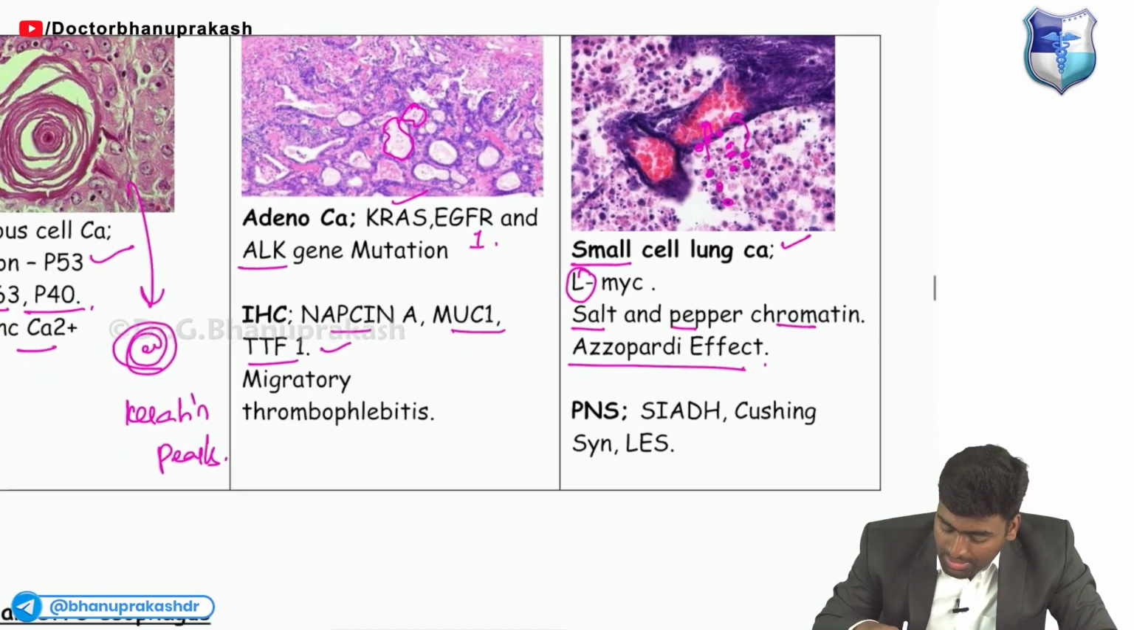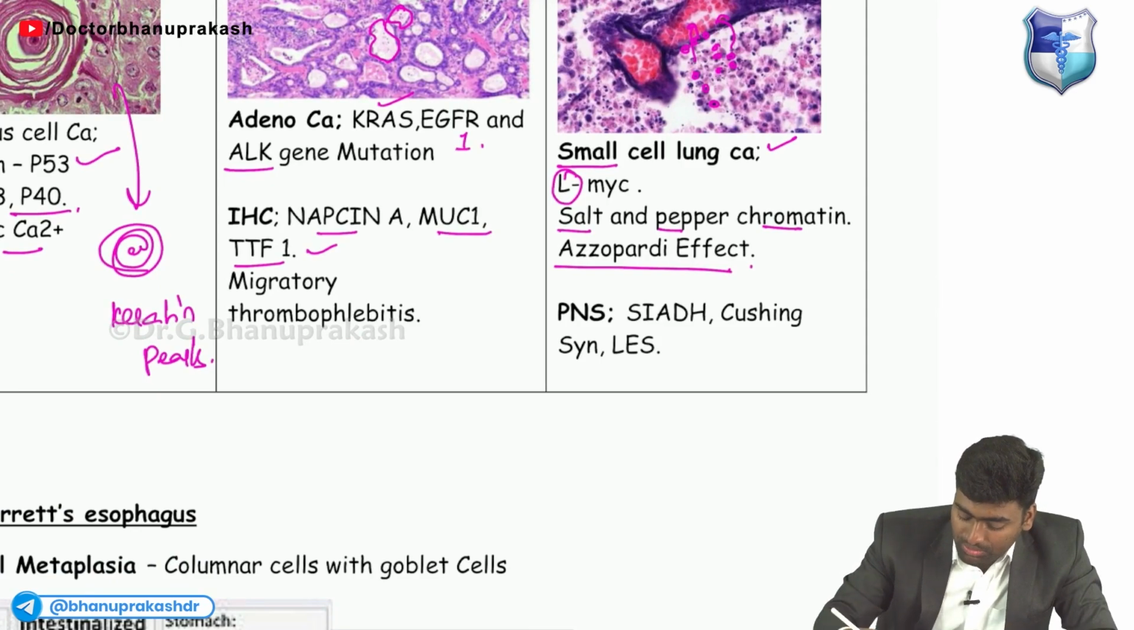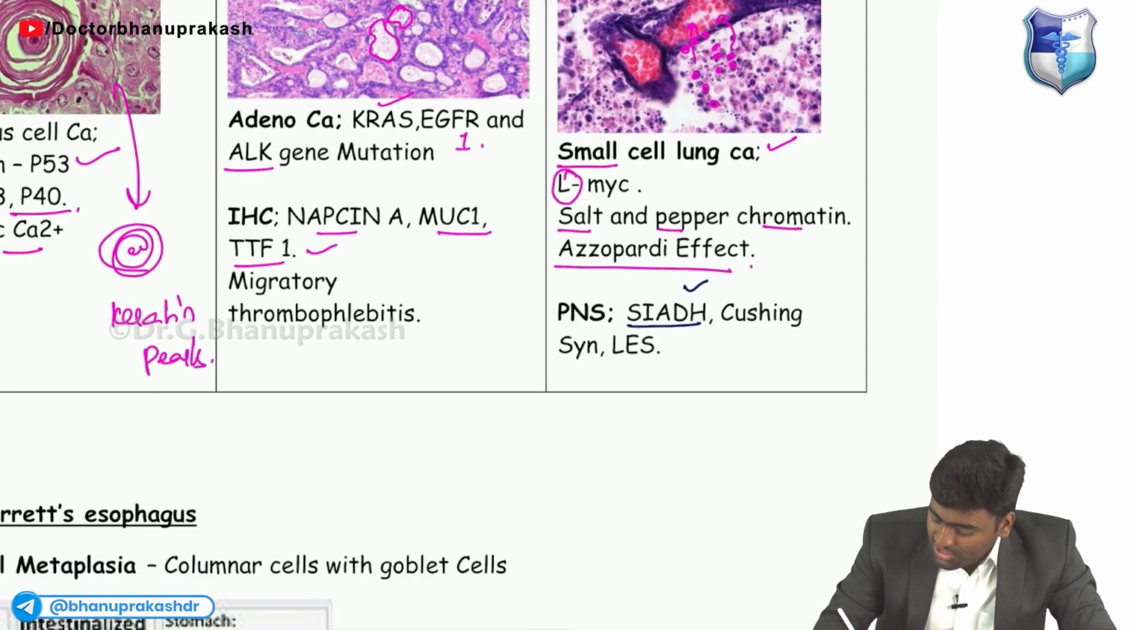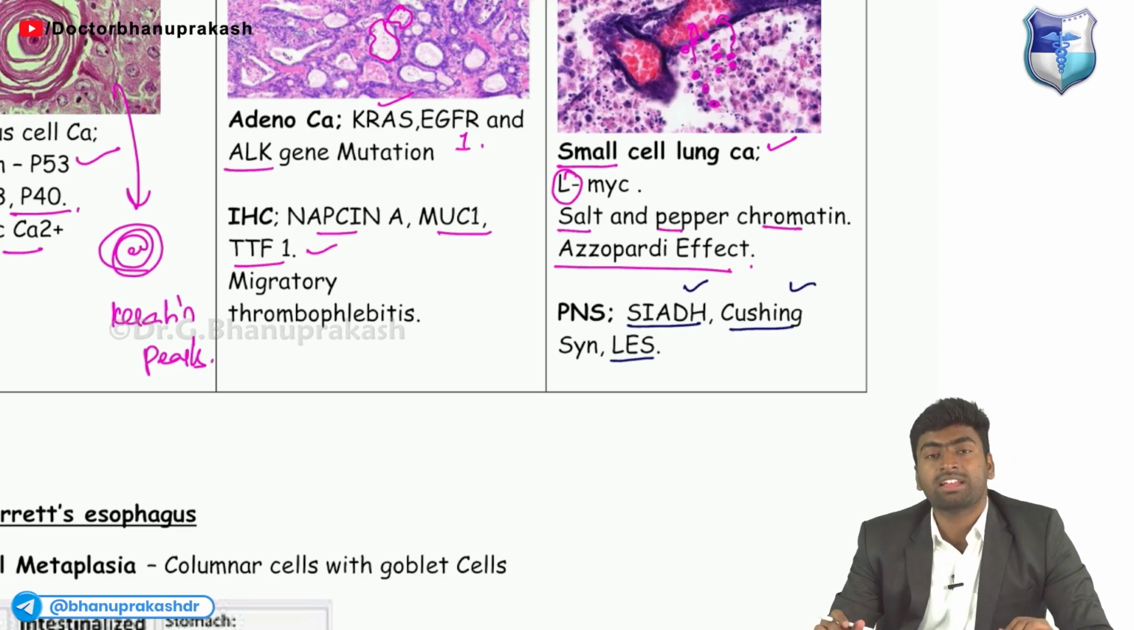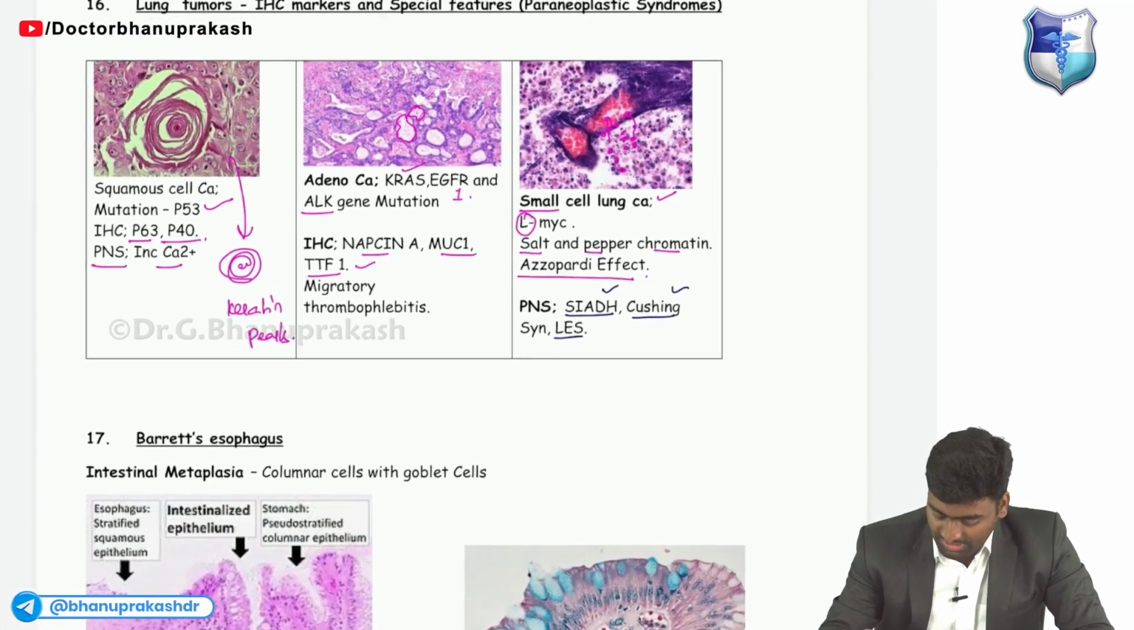Remember the paraneoplastic syndromes, which include SIADH, Cushing syndrome, and Lambert-Eaton syndrome. There are three syndromes: Cushing syndrome, SIADH, and LEMS, right?